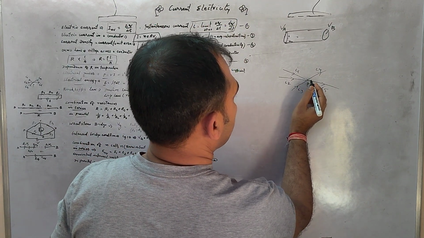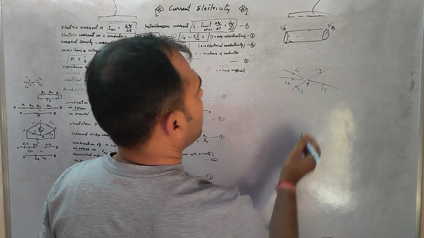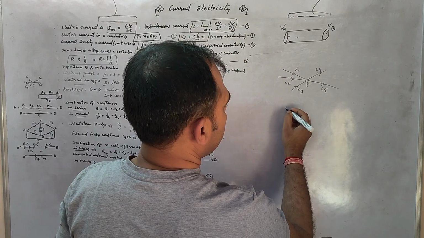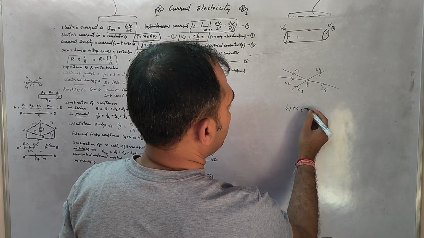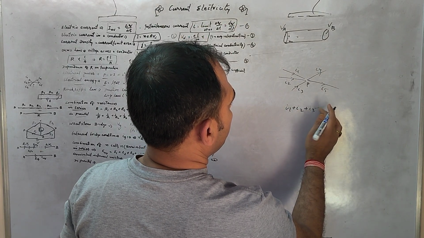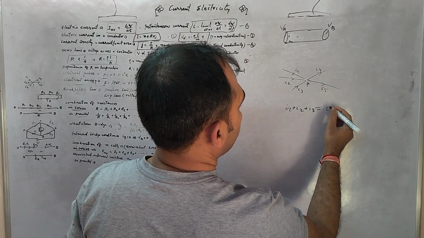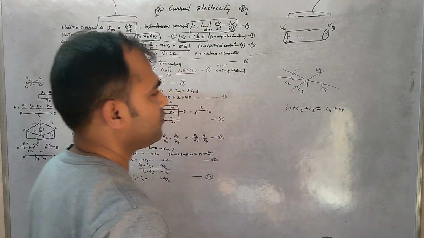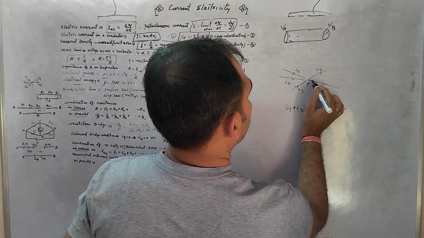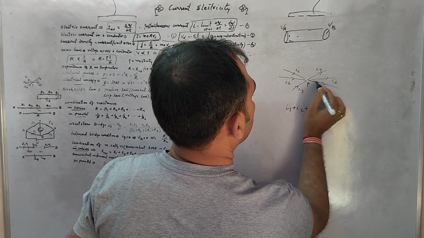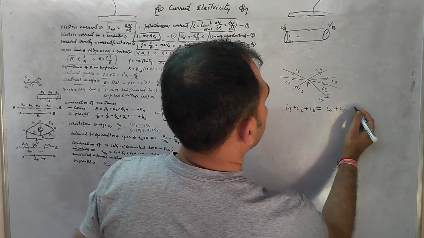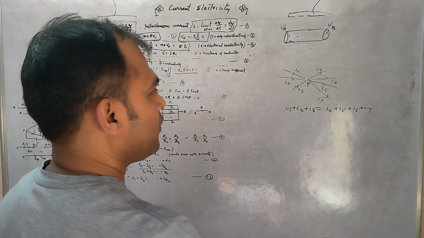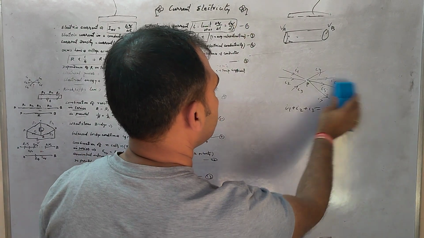So by conservation of charge, the total incoming current I1 plus I2 plus I3 will be equal to the total outgoing current, that is I4 plus I5. And if it is I6, I7, then this will become I6 plus I7. So I hope you got it. There is no issue here.